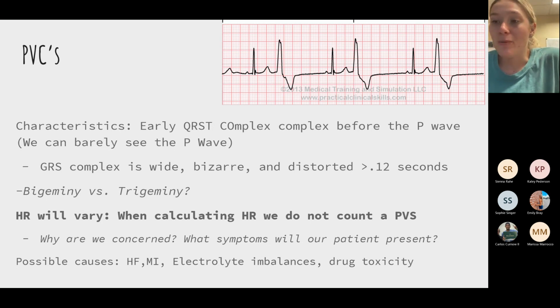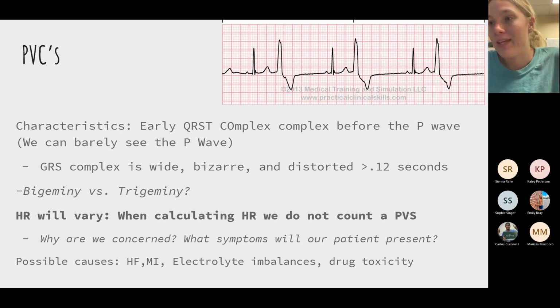So the bigeminy and trigeminy tell us how often a PVC is occurring. When we're talking about couplets or quartets, that's how many PVCs are happening back to back. Why are we concerned with back-to-back PVCs? Well, once someone starts having 5 PVCs in a row, they can have a run of VTAC. VTAC can put them in a lethal rhythm.